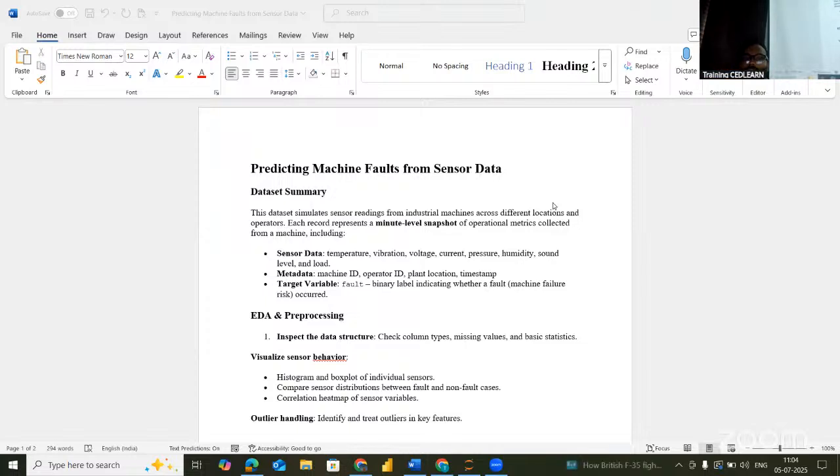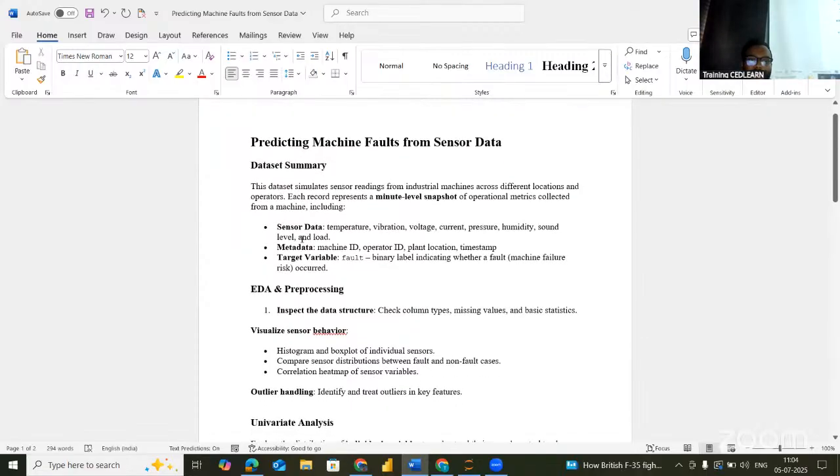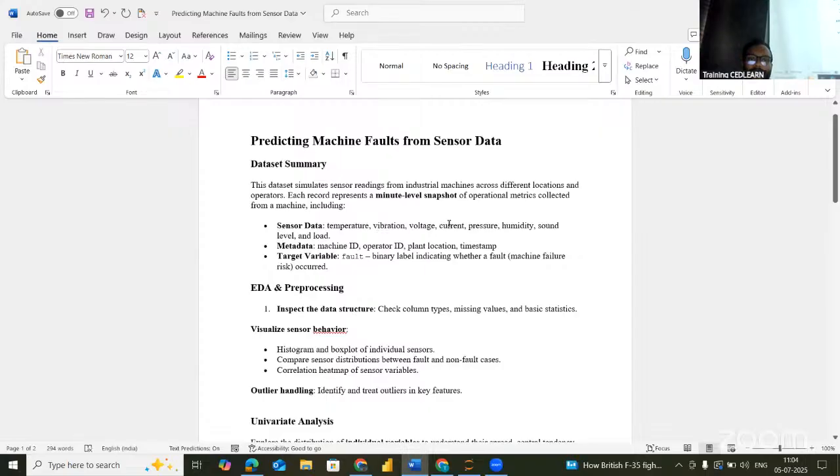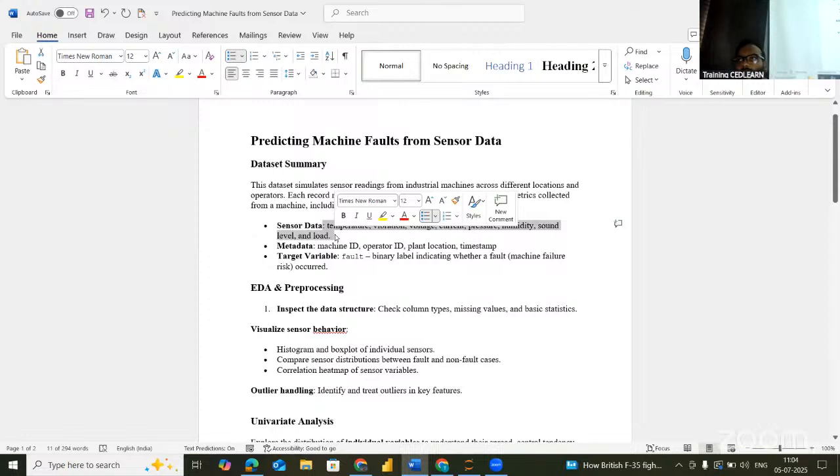I have a small data set, as I mentioned, with readings of a sensor at different locations, and each record represents a minute-level snapshot. As I mentioned, it is live data. Metrics are collected including temperature, vibration, voltage, current, pressure, humidity, sound level, and the load. As I mentioned, there are many parameters to see if a machine is going to malfunction. These sum up what I'm saying.